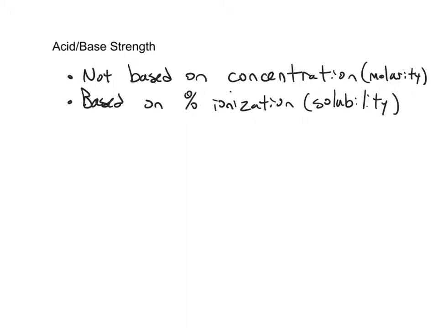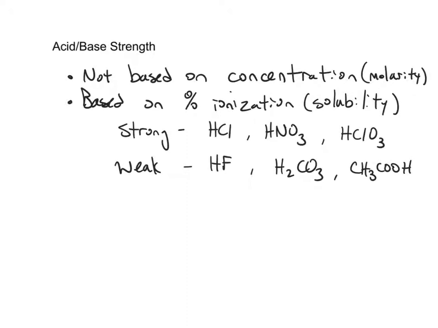Here are some examples of strong and weak acids. Your examples of strong acids include HCl, HNO3, and HClO3. Weak acids are HF, H2CO3, and this one, which is a common weak acid known as acetic acid. Sometimes acetic acid is written as HC2H3O2, but also sometimes written as you see it here, CH3COOH.